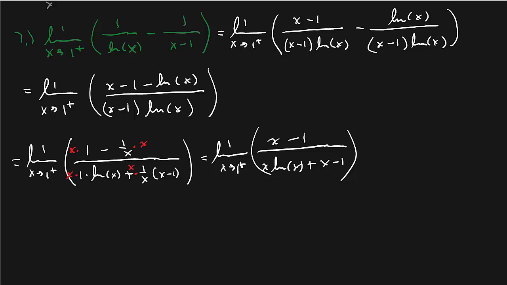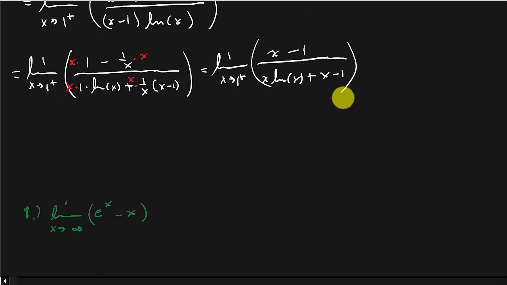So, you can see 1 minus 1 is 0. Natural log of 1 is 0, so that's 0, and 1 minus 1 is 0. So I get 0 over 0 again. So we can apply L'Hopital's rule again. So I'm going to get the limit as x goes to 1 from the right of 1 over.